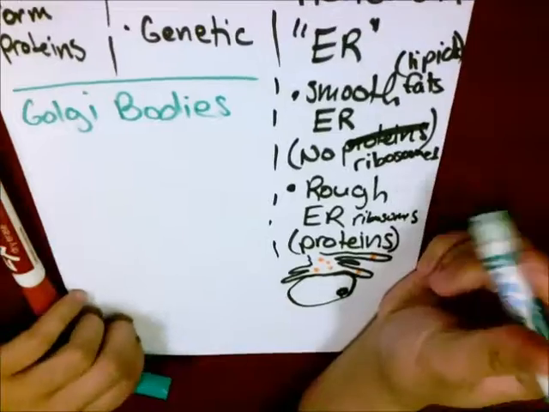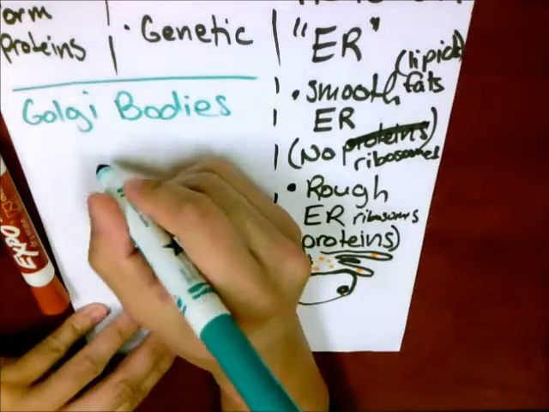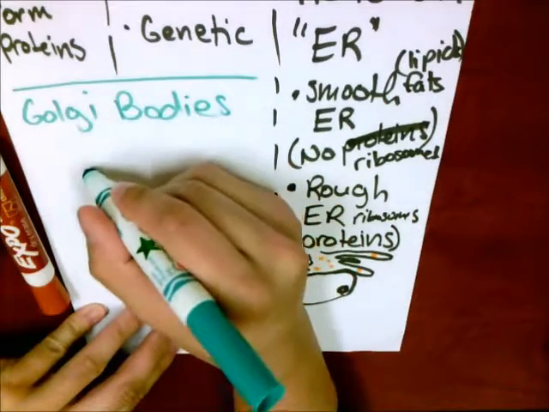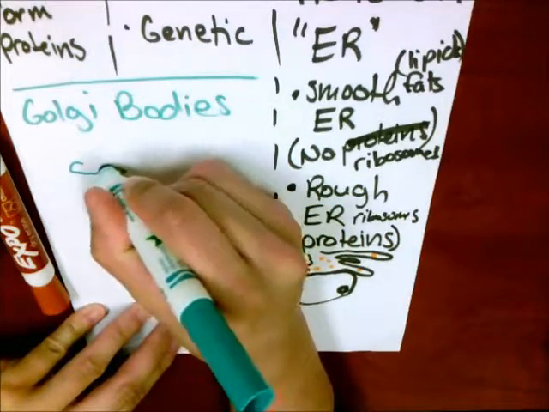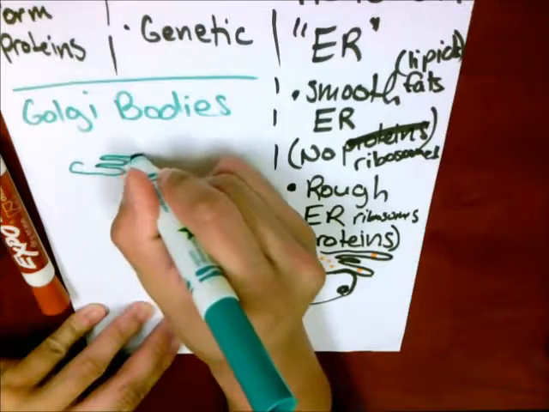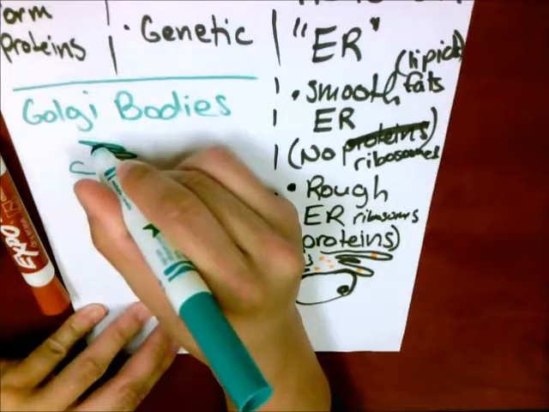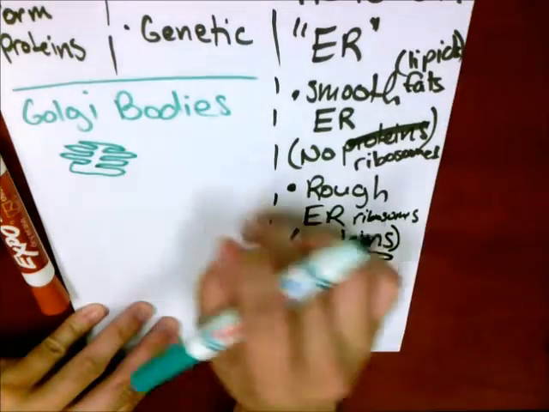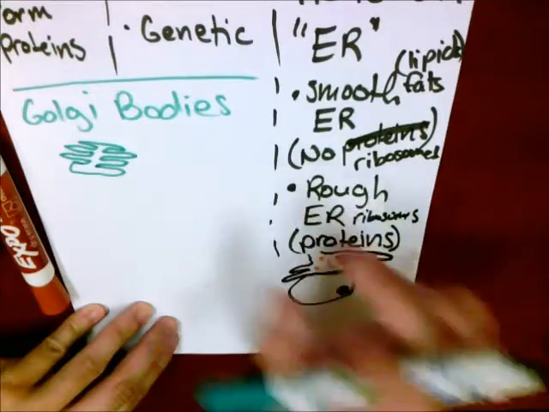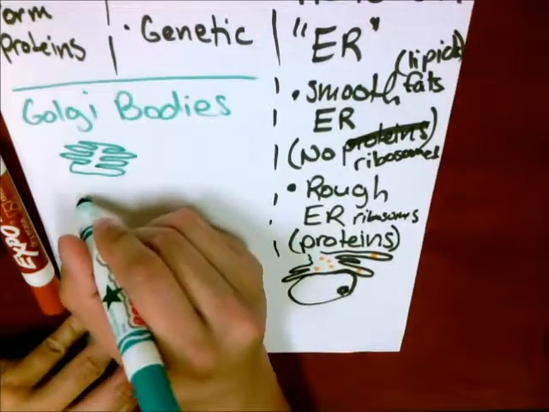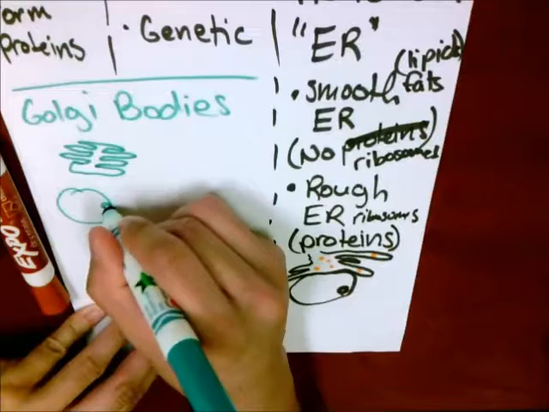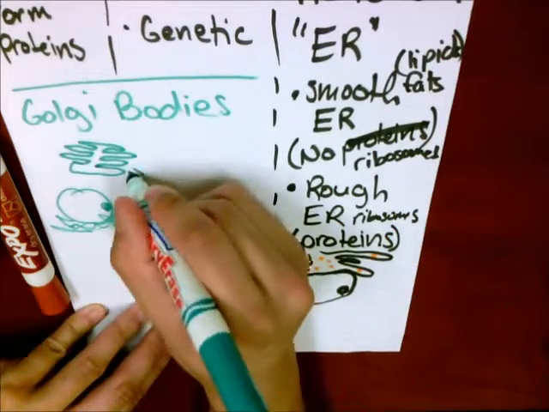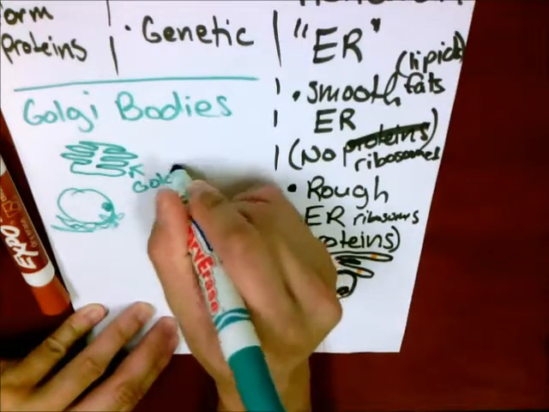Golgi bodies look a lot like rough ER, but they look a little bit more like this. They have little, something like that. So they look a lot like the rough ER, but it's not going to be right against the nucleus. The nucleus would probably be over here or something like that, and then of course it'll have the ER attached to it. So this would be a Golgi body.